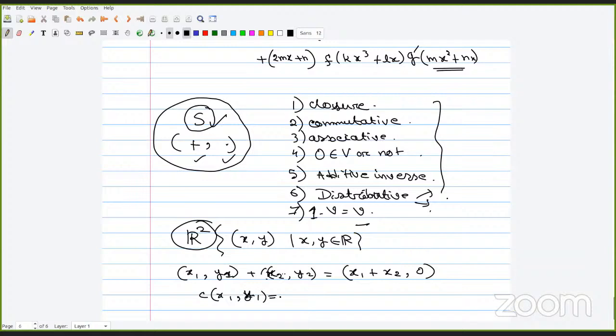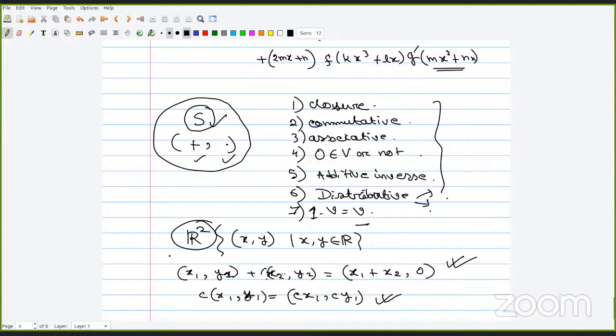(x1, y1) is basically (cx1, cy1). Okay? So these are addition. This is how I am defining addition. This is how I am defining scalar multiplication. Now I am asking whether this set is a vector space or not. What should we check first?